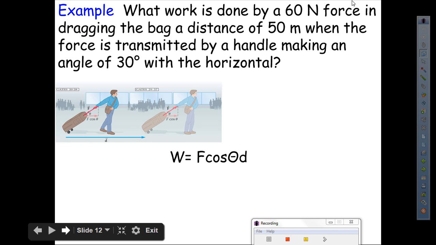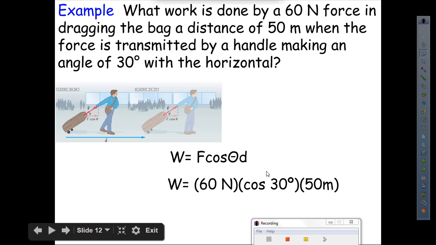F is 60 newtons from right here. Cosine theta, that's a 30-degree angle. And D is 50 meters. So 60 times 50 is 3,000, and then you're going to multiply that by 0.866 because that's the cosine of 30. And there's your work.